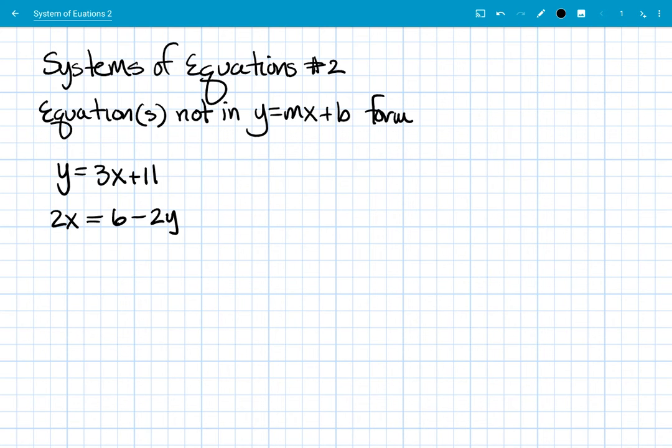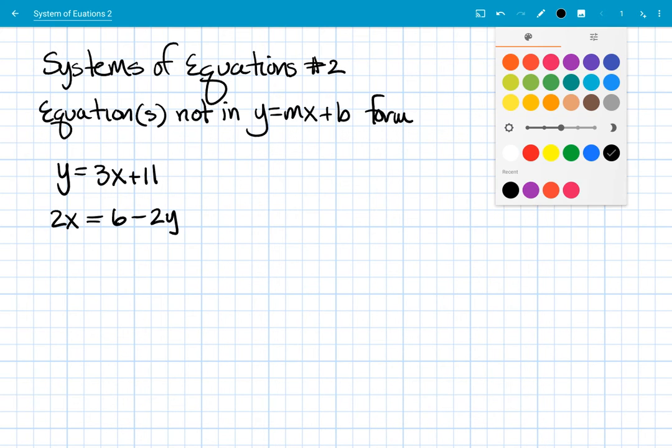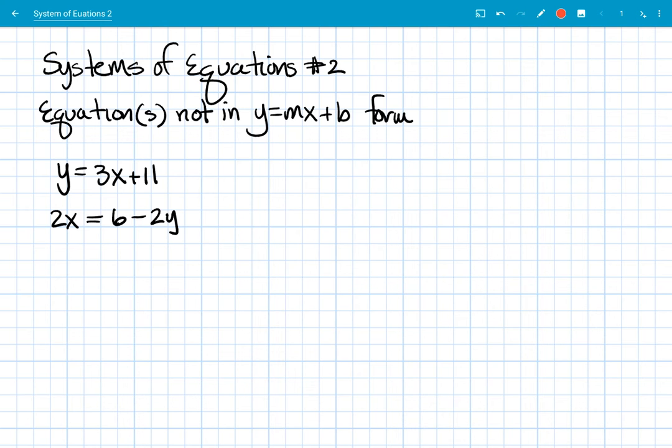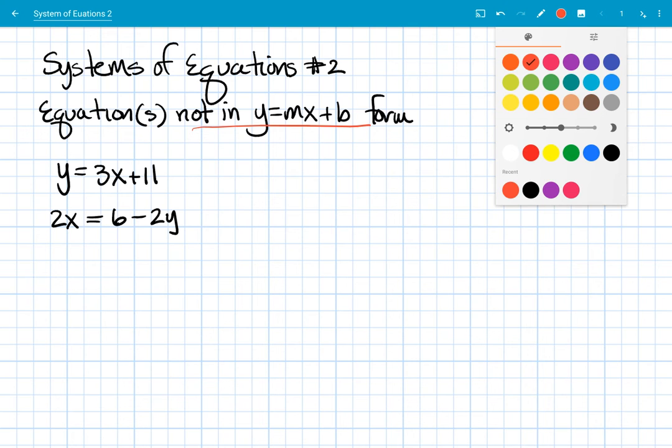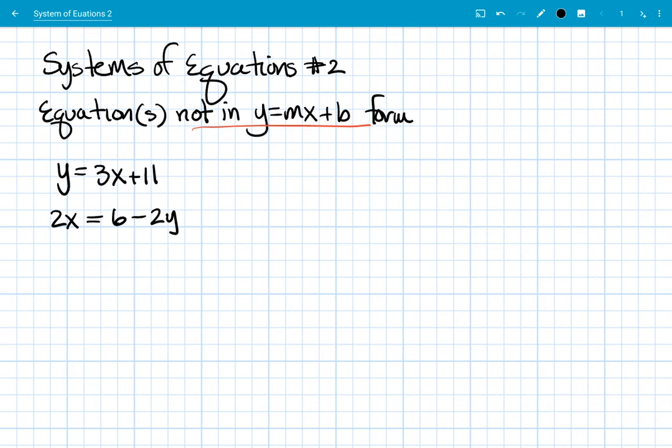The situation this time is that in this system, not all of the equations are in the y equals mx plus b form. So we have to do a little work before we actually do the equal values method. So here's our system. We've got y equals 3x plus 11, and then the bottom equation is the one that we're going to have to work on. We're going to have to fix this equation to get it into y equals mx plus b form.